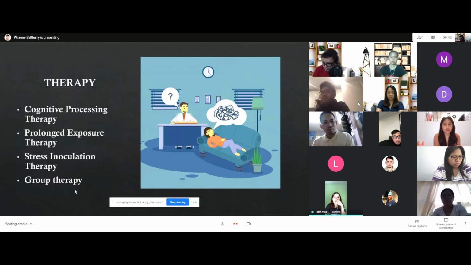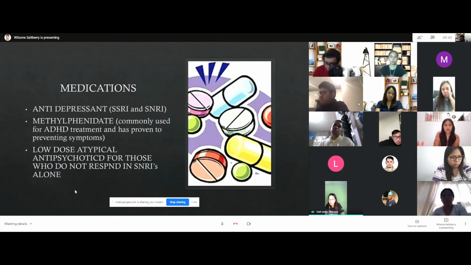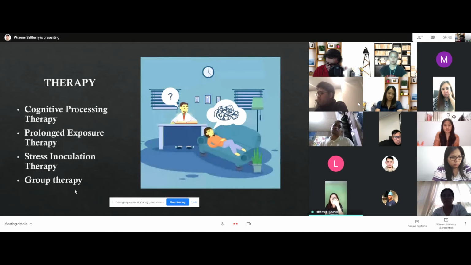Next is prolonged exposure therapy. It's a form of behavioral therapy which teaches individuals to gradually approach their trauma-related memories, feelings, and situations. Next is stress inoculation therapy, which involves teaching coping skills to manage stress and anxiety. And lastly, group therapy. As we all know, it encourages survivors of similar traumatic events to share their experiences in a comfortable and non-judgmental manner. Next slide, please.